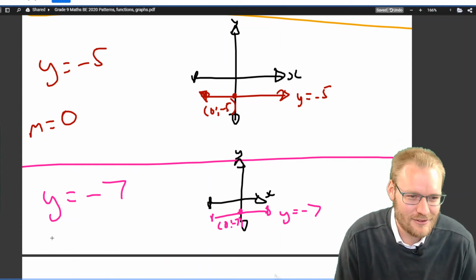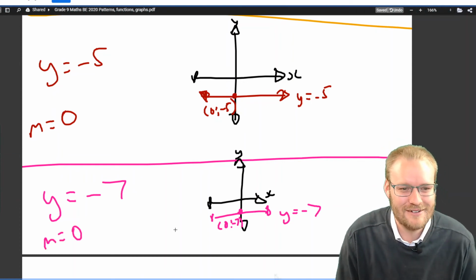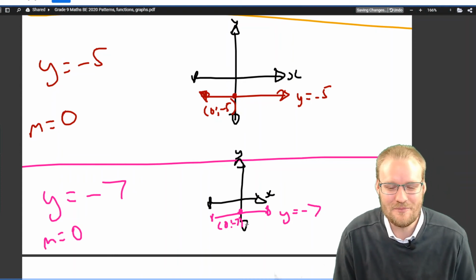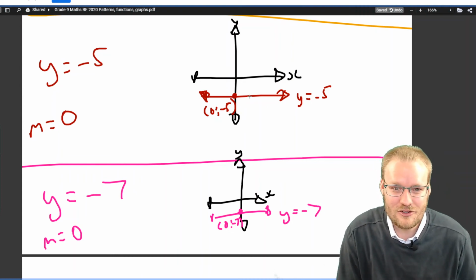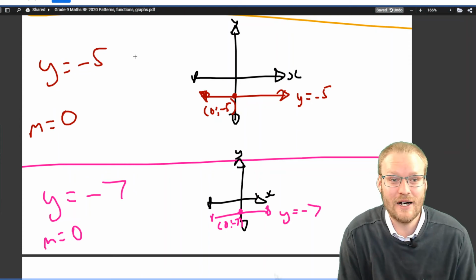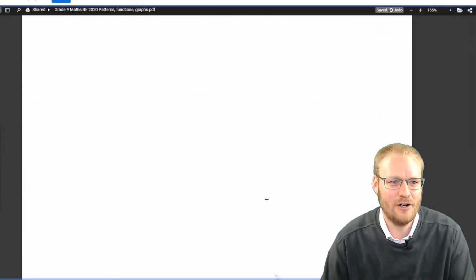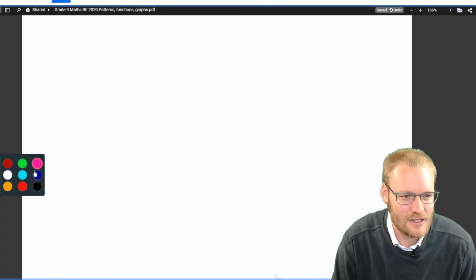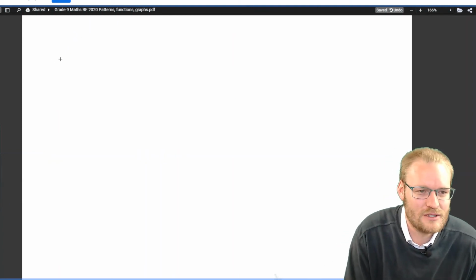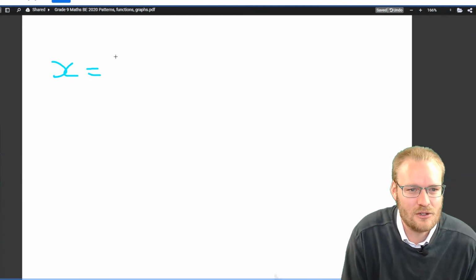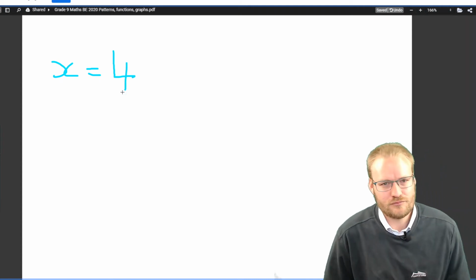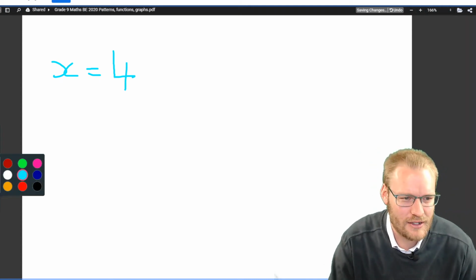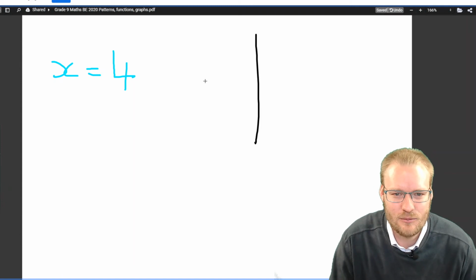Gradient equals 0. Y-intercept is 0, -7. That's what our straight lines look like. So horizontal lines are just y equals something. And then the second part that we've looked at is to say, what about a graph that looks like, let's go this bright blue and say x equals 4. What does our graph look like? Let's look at it in the same way we looked at our first graph.